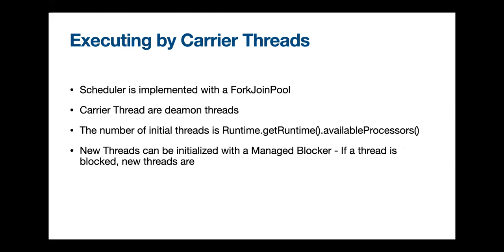The number of initial threads is going to be Runtime.getRuntime().availableProcessors(). And new threads can be initialized with what's called a ManagedBlocker. If a thread is blocked, new threads are created.